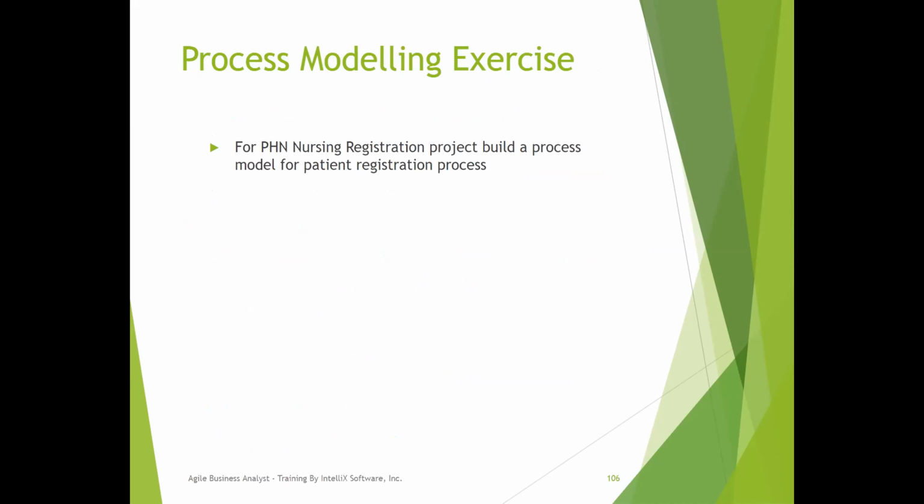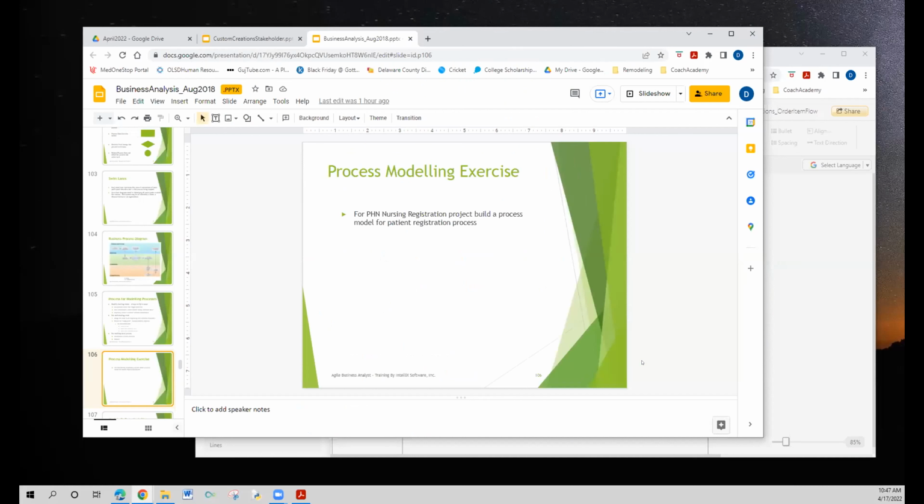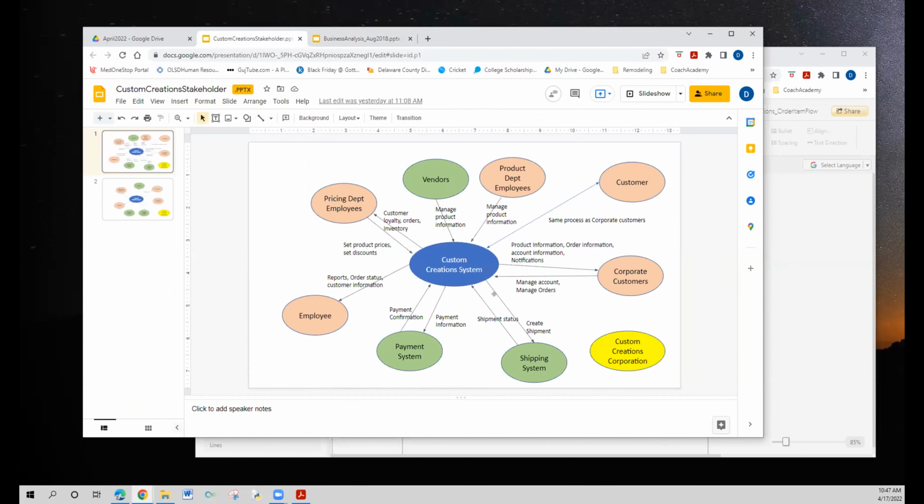All right, so let's do one, right? A couple of things. We'll use our custom creations. We created the stakeholder map, so let's define the business processes. One of the things that we talked about is ordering an item. When we were working on this context diagram, we tried to pull the thread based on I'm a corporate customer and I want to place an order. So that's the context that we have for an order, okay? So let's use that to model our business processes.